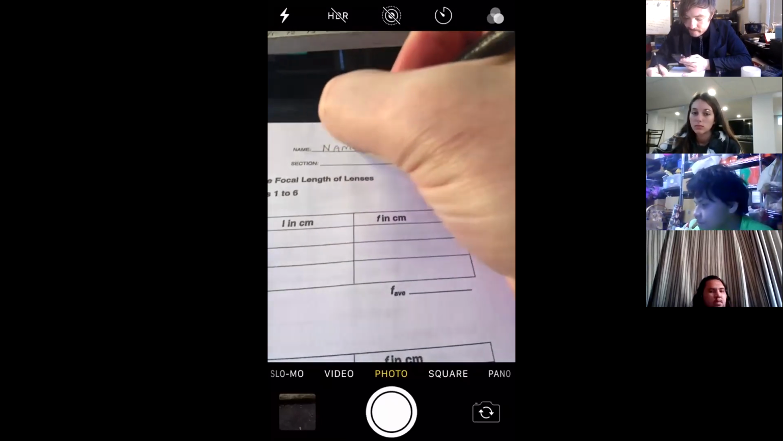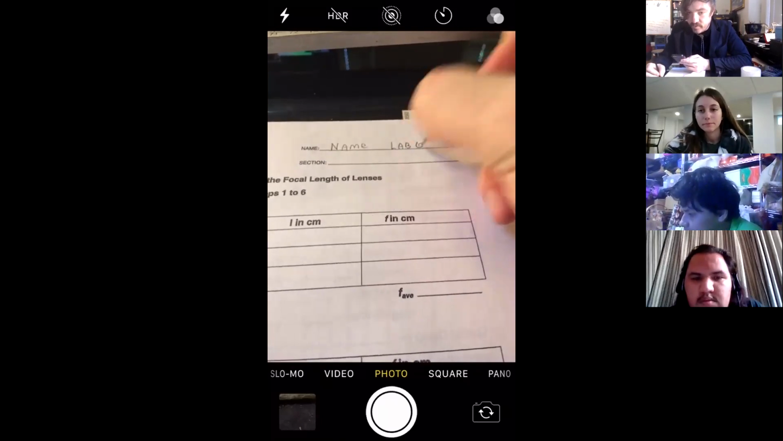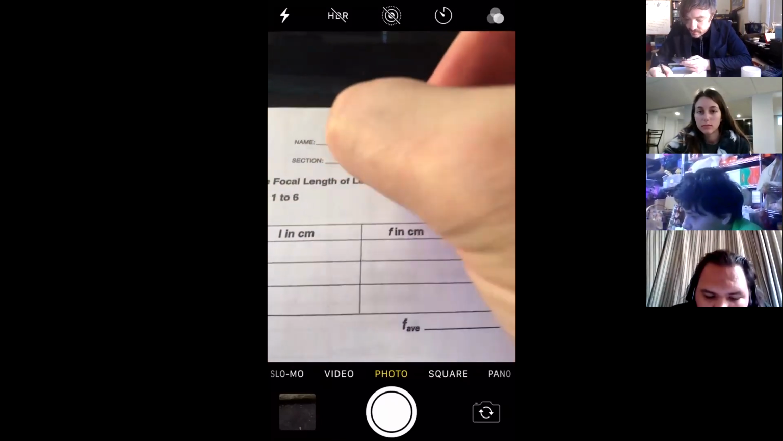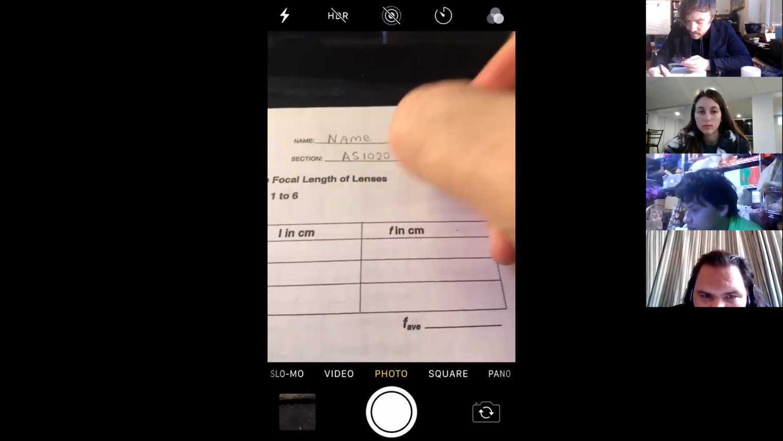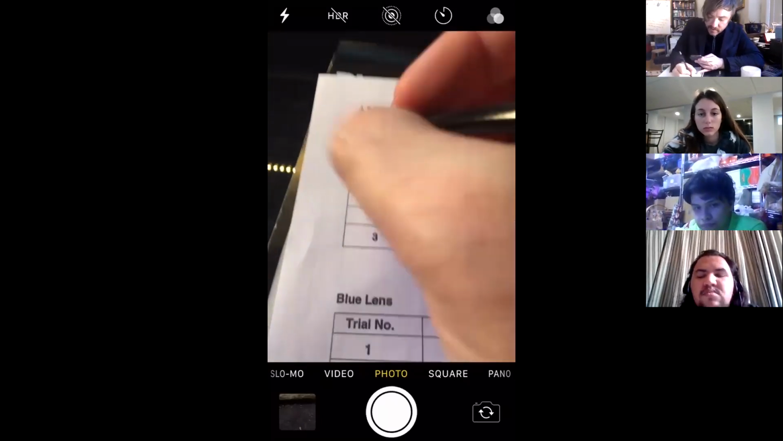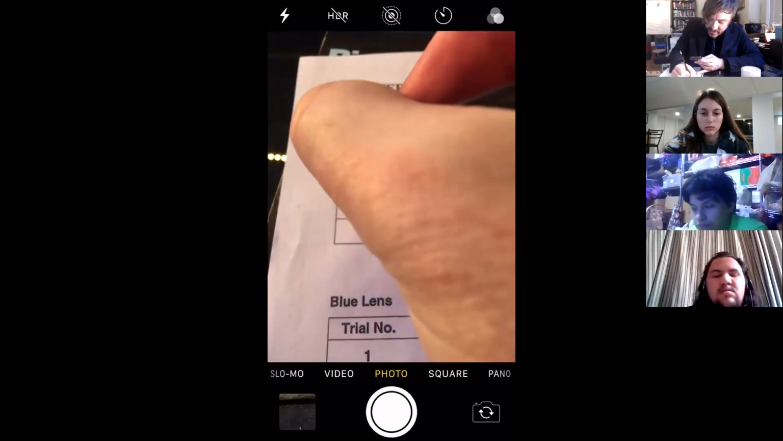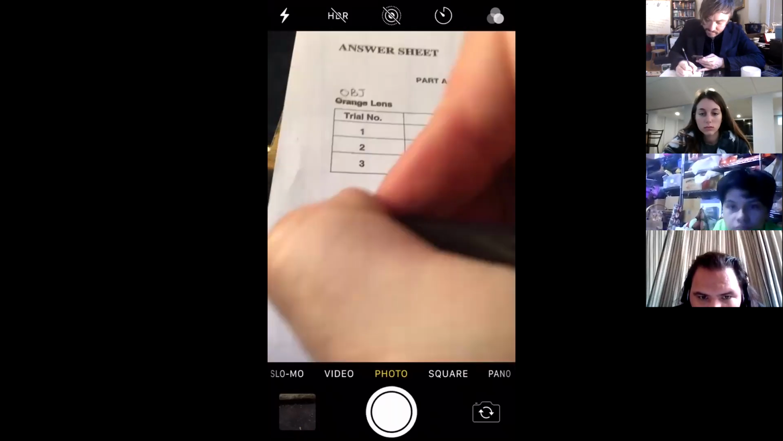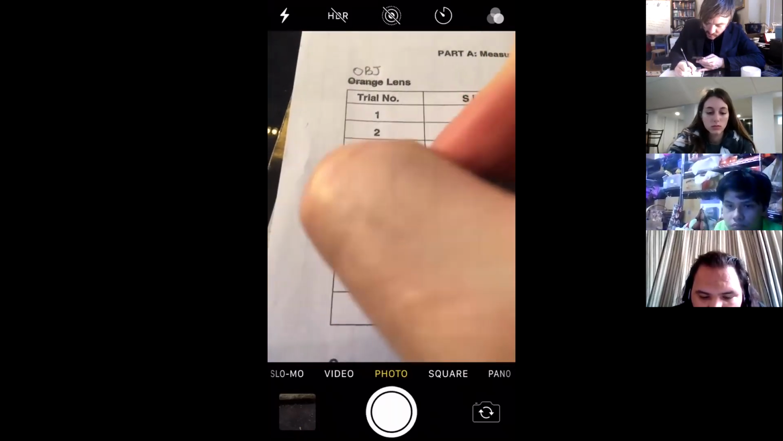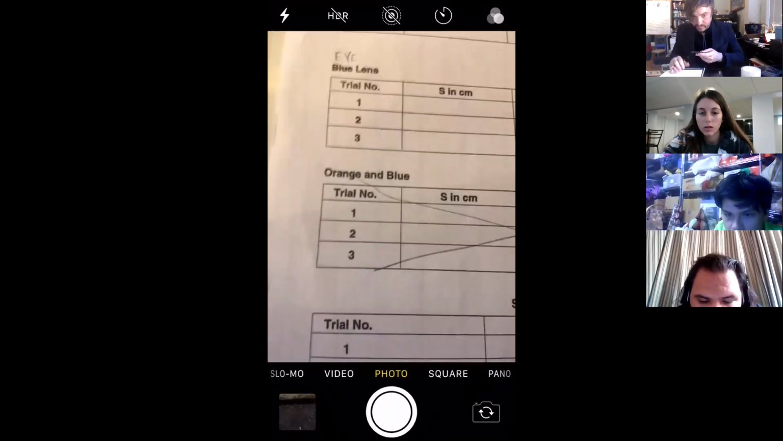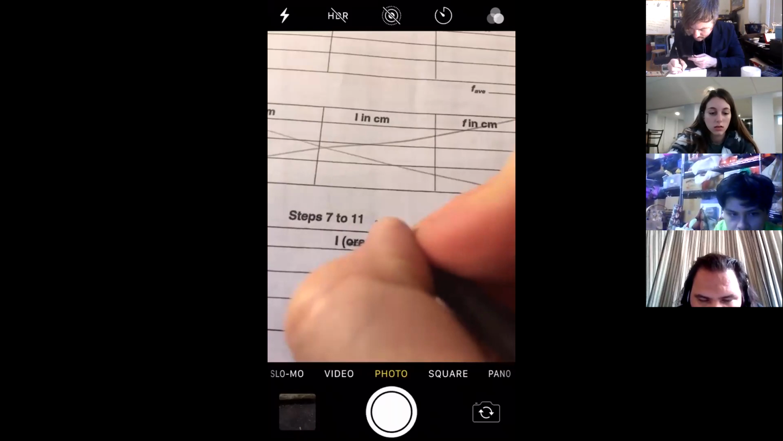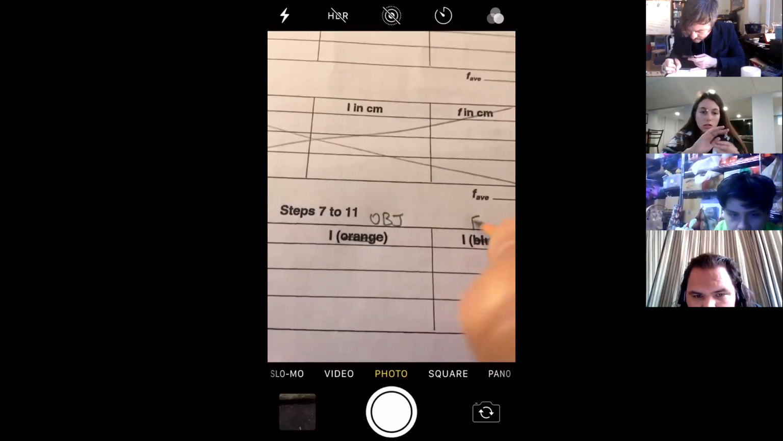Let's first go to our lab sheet, okay? So we'll get our name. This is LAB6, okay? And we'll write AS1020.001 or whatever your section is, okay? Now it says that we're going to be using an orange lens and a blue lens, but I'd like you to change that to objective lens, which will be OBJ, and the eyepiece lens, which will be EYE. We're going to skip this section in the interest of time. But down here, I'm going to change this to OBJ, EYE.